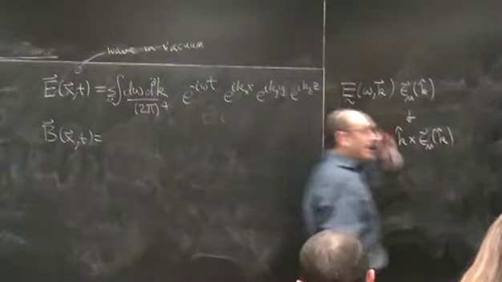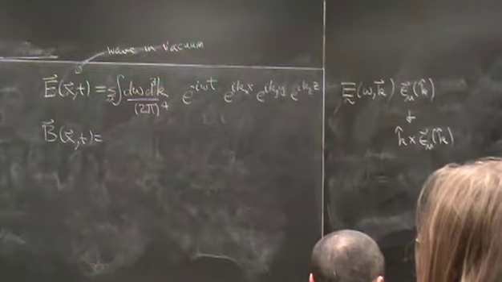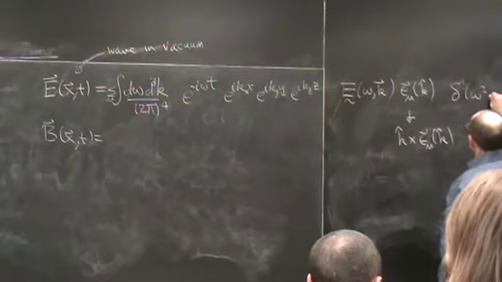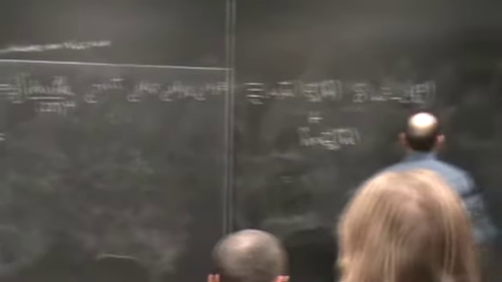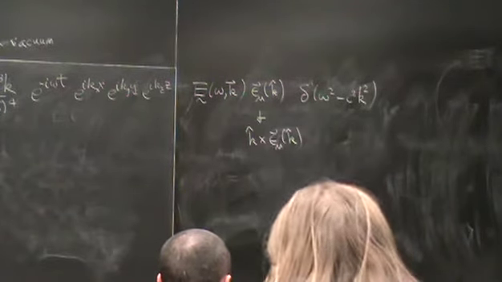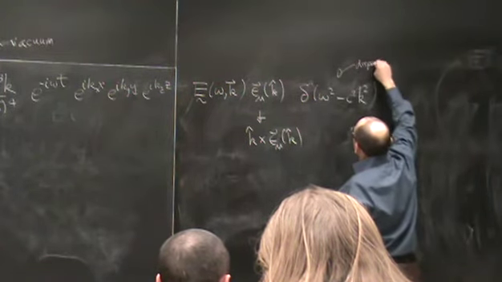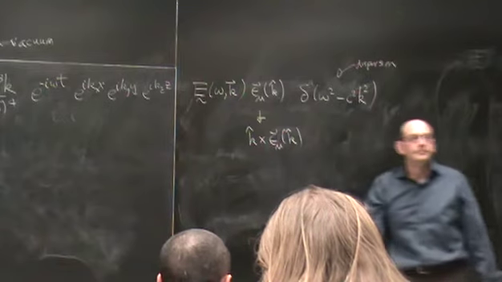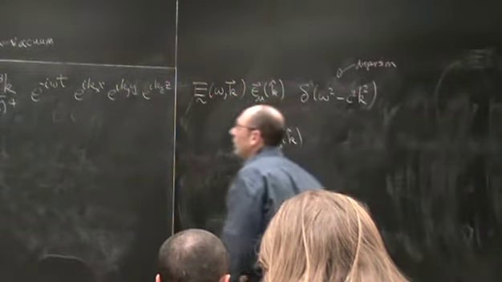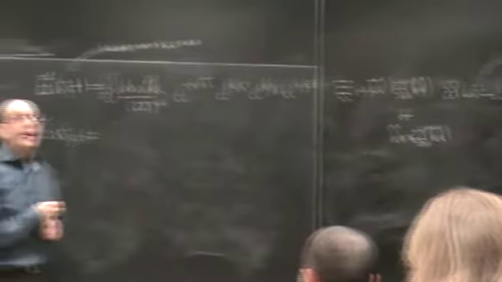However, there's one last piece of information. Omega and k are not independent because of the dispersion relation. So in order to satisfy Maxwell's equations, we know that omega squared has to equal c squared times k squared. So we have that constraint. That's the dispersion relation. So now we're done. Okay. So now, let's try to simplify this a little bit.